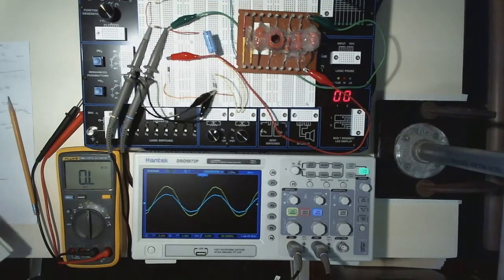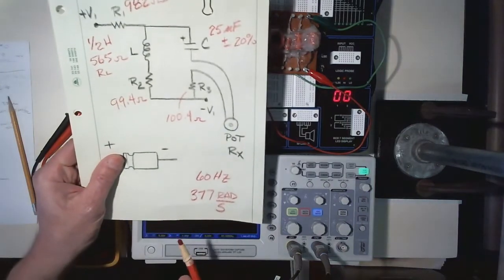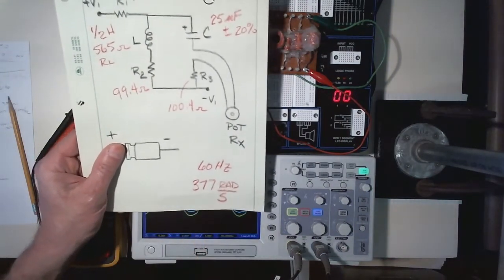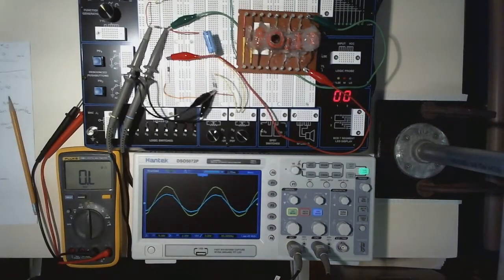I would put that in here. 60 hertz, which is going to be what, 377 radians per second. So I'll record that, 60 hertz, 377 radians per second. That'll be important when you need the frequency.